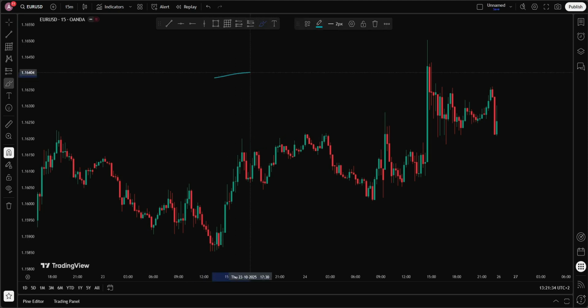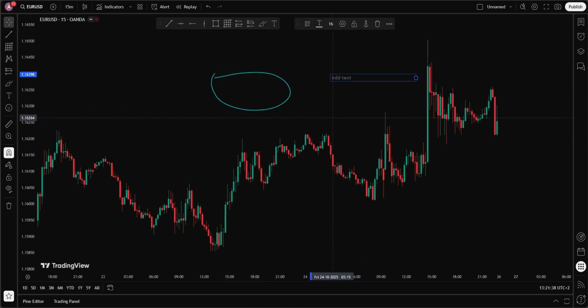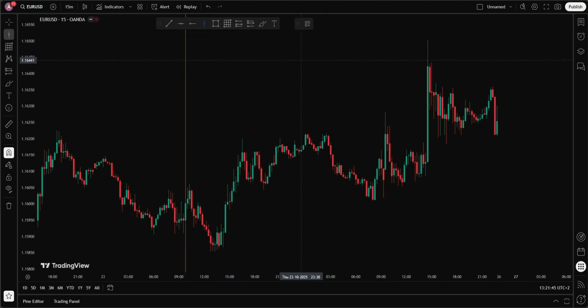We'll also use the text and brush tools to mark and write important notes. Here's how to mark news events, so that if we're trading live and the price approaches those moments, we can be careful with our stop losses.